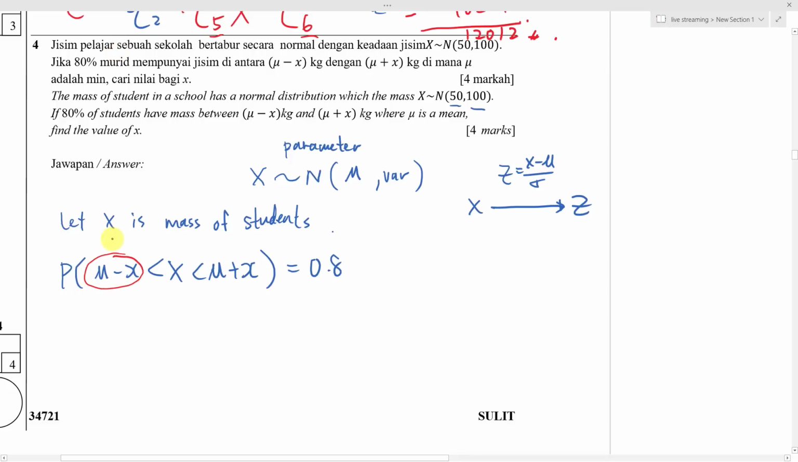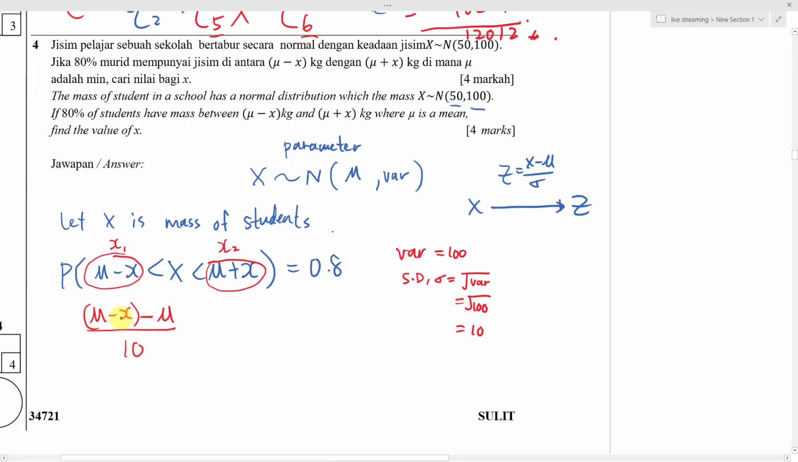Actually, the first one, the whole thing here is my x1, and then here will be my x2. So what I'm going to do is use my x, I will minus the mean over the standard deviation. Since the variance is 100, then I know standard deviation basically is square root of variance, right? So it will be square root of 100, which is 10. So I over 10. This is how I change the x minus mean over standard deviation.